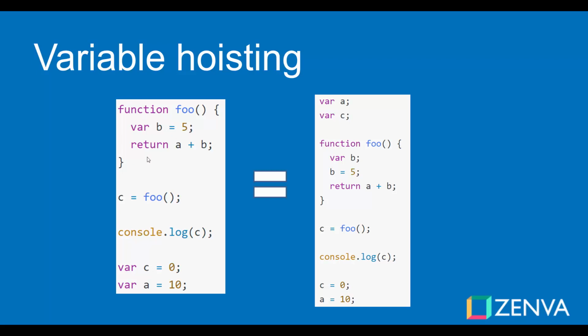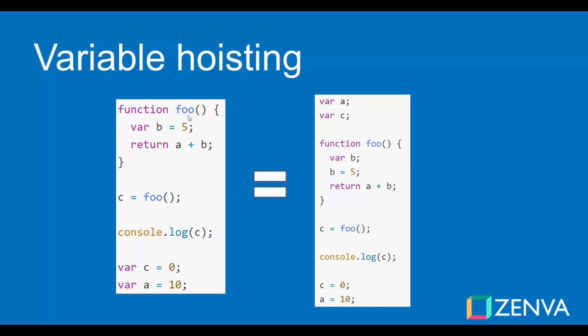For example, here we have a function with a variable b equals 5, and then we return a plus b, and here we set the return of this function to c, and here we print c, and we are only declaring the variables c and a here in the end of the file. This code is exactly the same as declaring variables a and c here in the top of the code, and declaring the variable b here in the top of the function, and the rest is the same. That's because the compiler automatically moves those declarations to the beginning of the file. Since c and a have been declared outside the function, they would be moved to the top of the file.